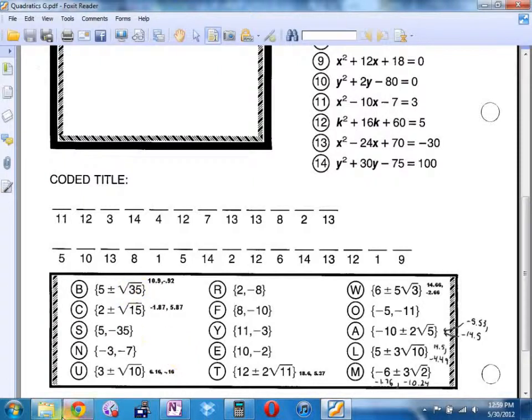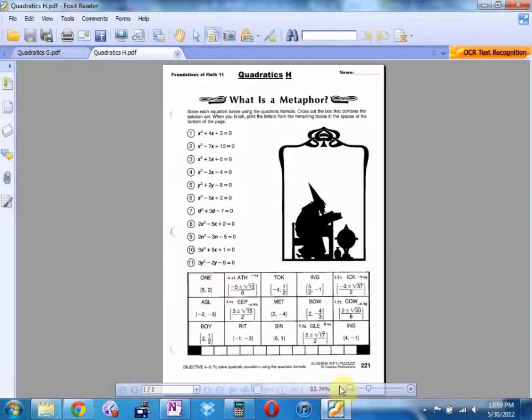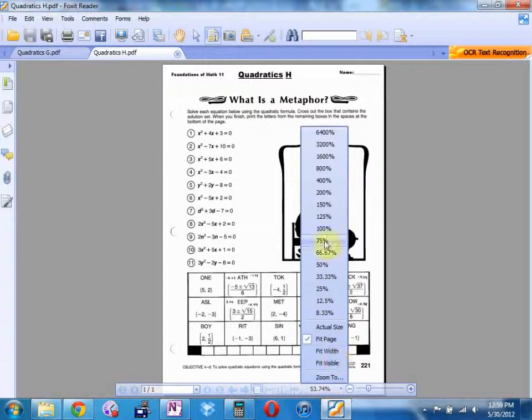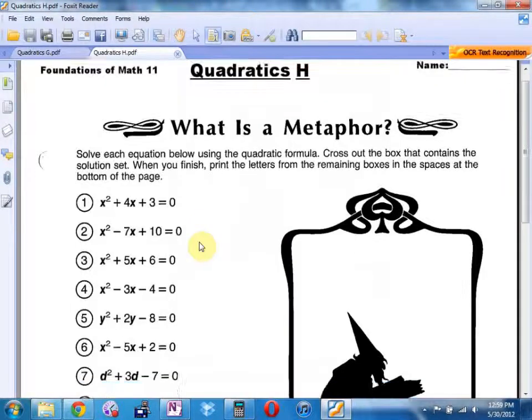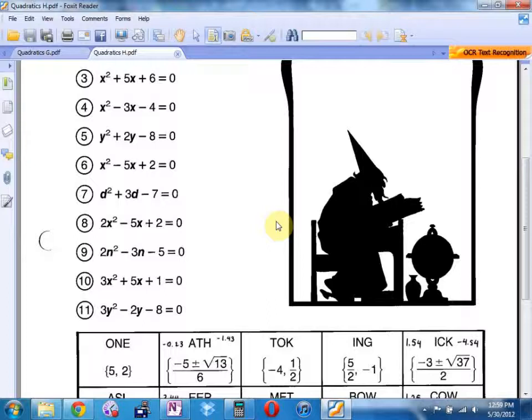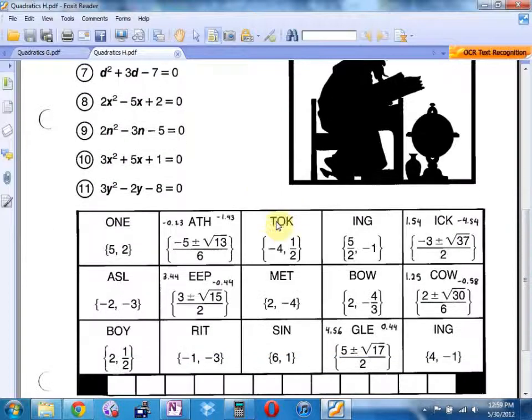Take a look at quadratics H. A couple of these will factor, most of them will not, and you'll have to use the quadratic formula for those. The reason a couple of these will factor is these ones aren't decimals. These ones are, although they left them as exact values, and that's what you should get as a decimal on your calculator. Okay?